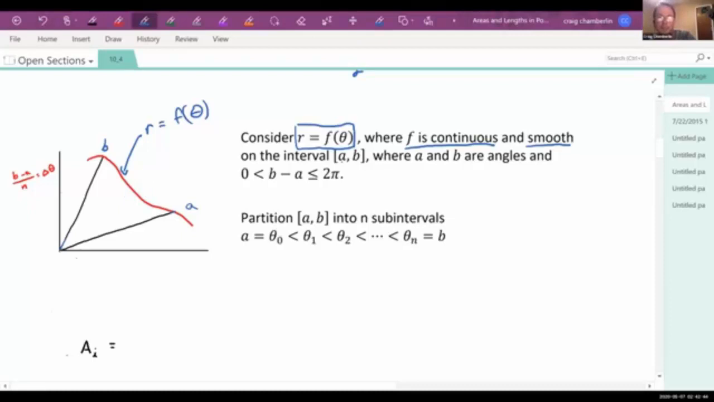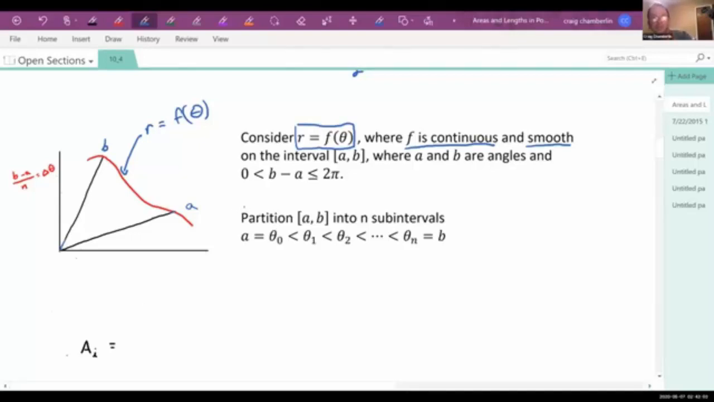And it's on the interval from A to B, where A and B are angles this time. And the difference between them is bigger than 0. So A is bigger than B, but less than 2 pi. So we're not going around doing a 360 here. We're not going around more than once.